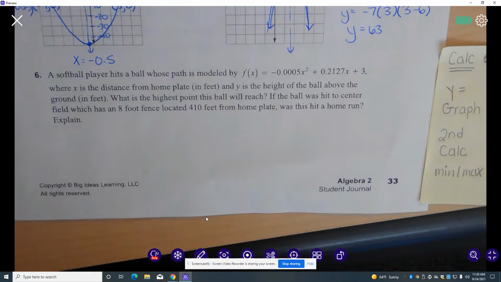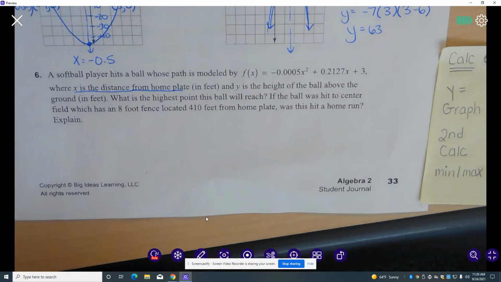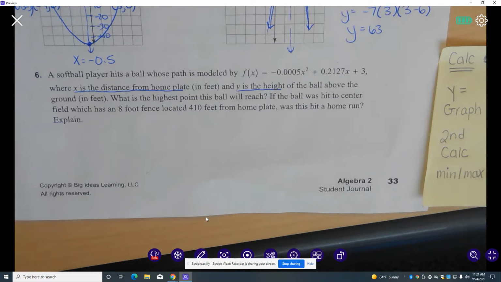A softball player hits a ball whose path is modeled by f of x equals negative 0.0005x squared plus 0.2127x plus 3, where x is the distance from home plate in feet and y is the height of the ball above the ground in feet. What is the highest point this ball will reach? If the ball was hit to center field, which has an 8-foot fence located 410 feet from home plate, was this hit a home run?